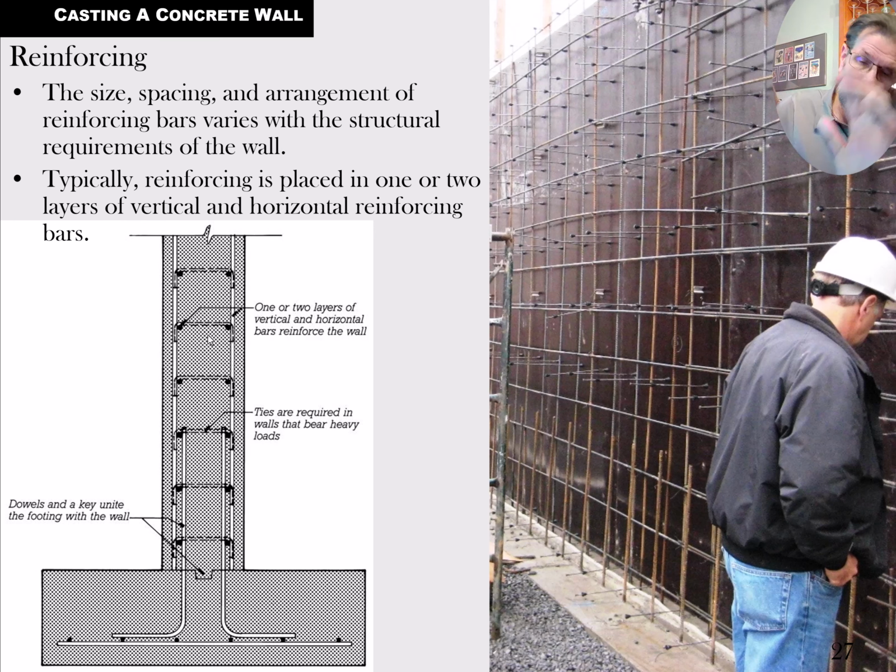Then you can fish all those form ties starting at the bottom and working your way up through some holes in the other form in order to hold those two forms in place. So the form ties are what hold the second form in place by heavily bracing the first wall form.